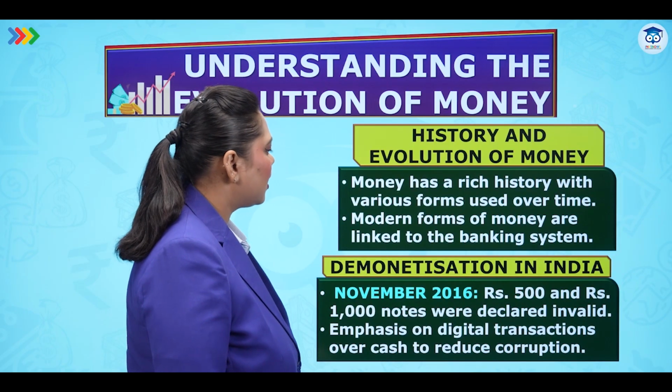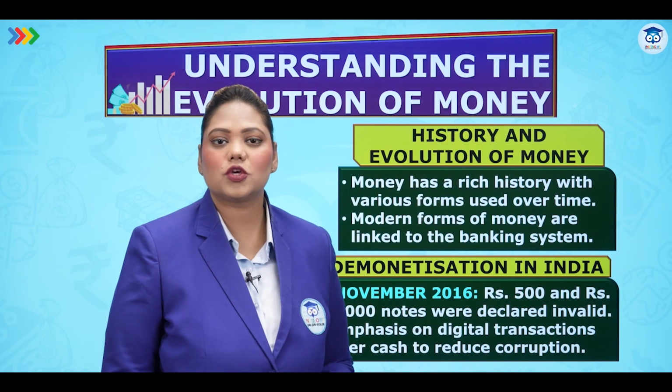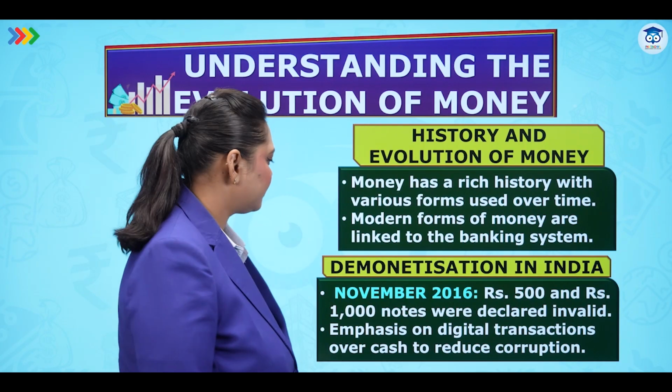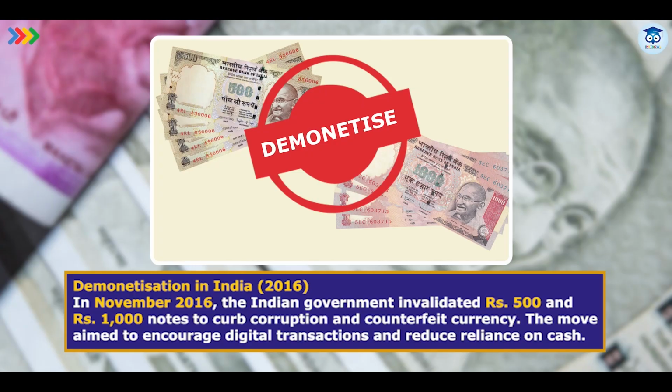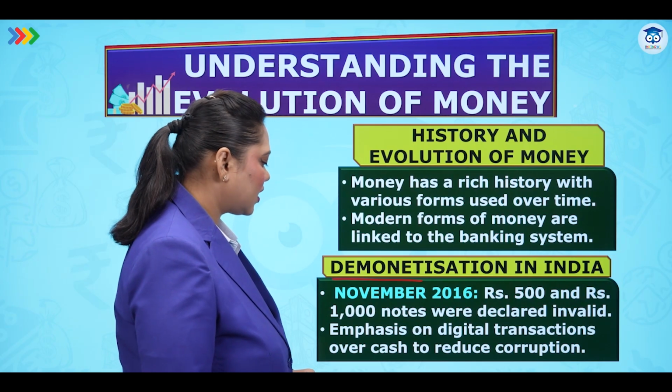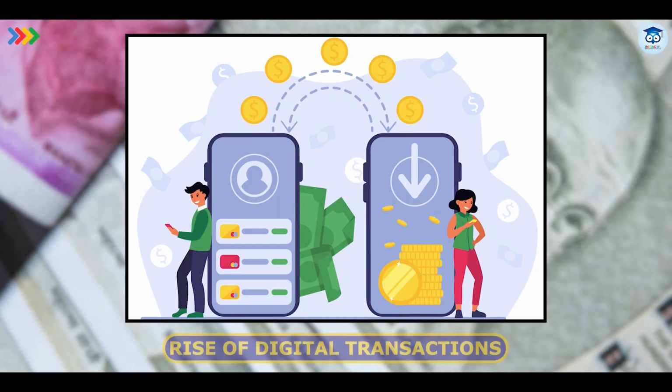Modern forms of money are linked to the banking system, which you will see in detail in this chapter. We also have a concept which was recently introduced in November 2016, in which we stopped using the notes of rupees 500 and 1000. That is called demonetization. Rupees 500 and 1000 notes were declared invalid in November 2016. Emphasis on digital transactions over cash to reduce corruption.